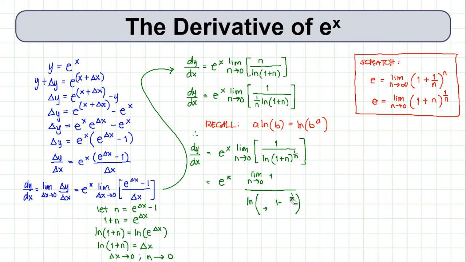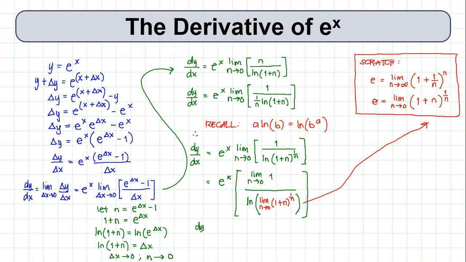Itong expression na to ay equivalent pala dun sa taas, no? So, palitan ko ng pula para mas makita ninyo. Sabi, limit as n approaches 0 ng quantity 1 plus n raised to the 1 over n. Okay? So, ito ay kamukhang kamukha nito. Okay? Therefore, we can further replace itong nasa ilalim ng definition ng E.